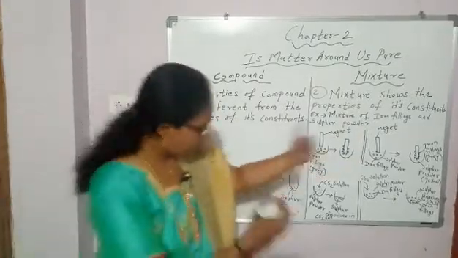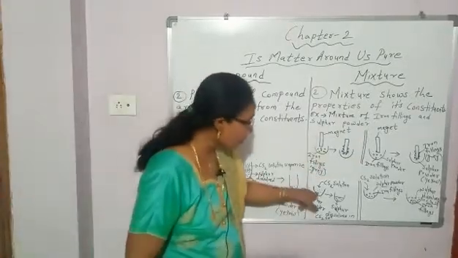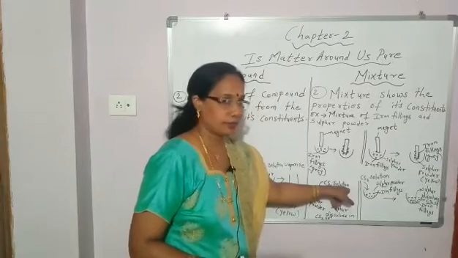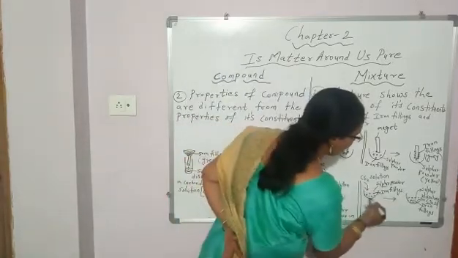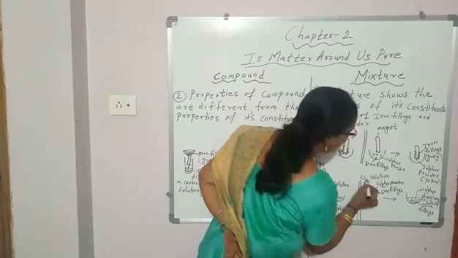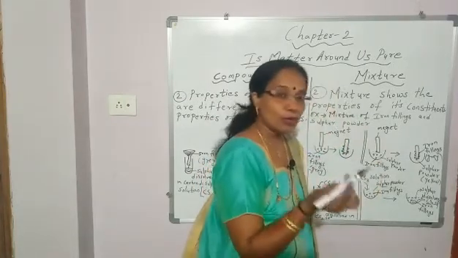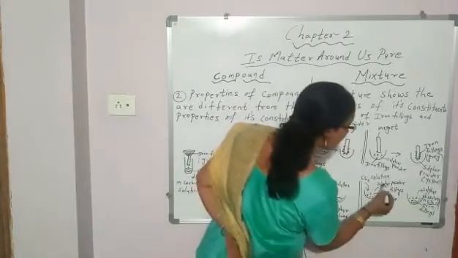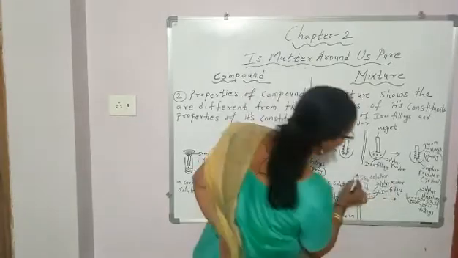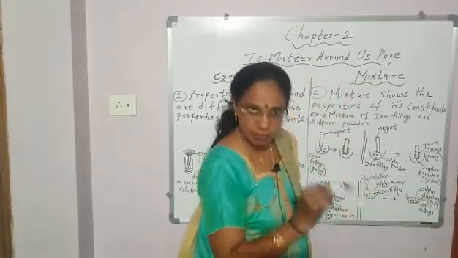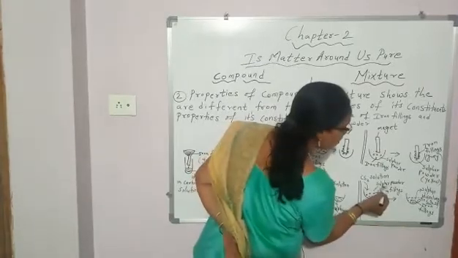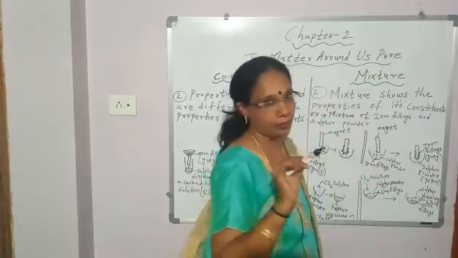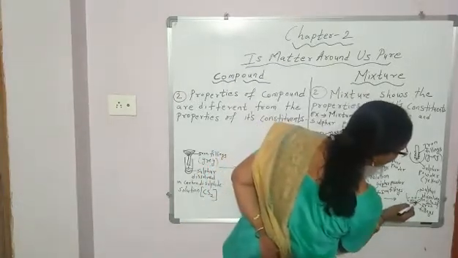Now, one more example. What is the property of sulfur powder? It dissolves in carbon disulfide solution. So, to this mixture of iron filling and sulfur powder, you add carbon disulfide solution. What was the second property? Mixture shows the property of its constituents. So, what are the constituents? Sulfur powder and iron filling. When you add carbon disulfide solution to this mixture, this sulfur will dissolve in carbon disulfide solution and this iron filling will come and settle down.